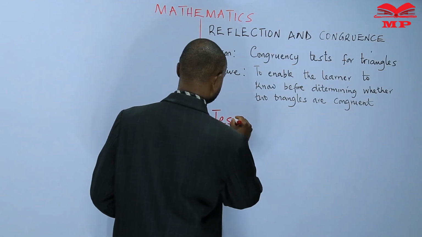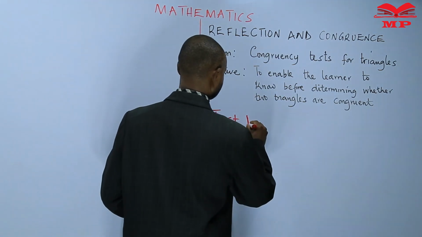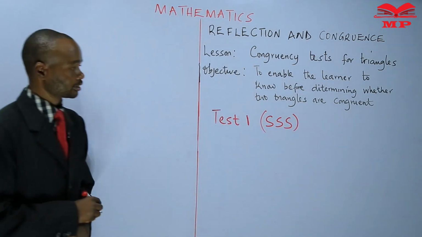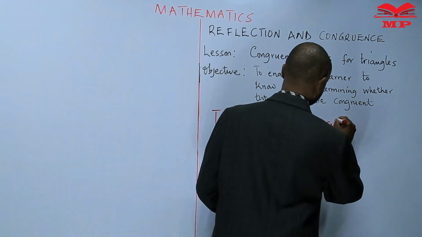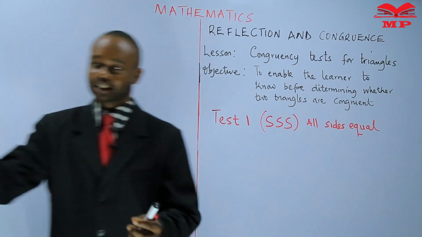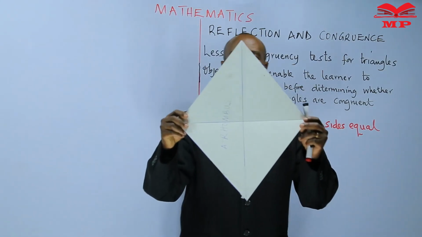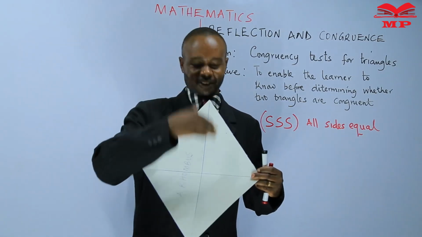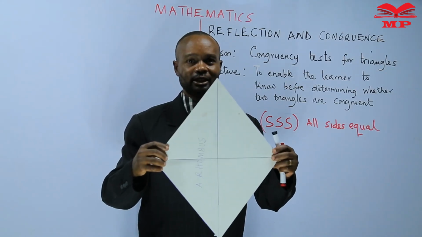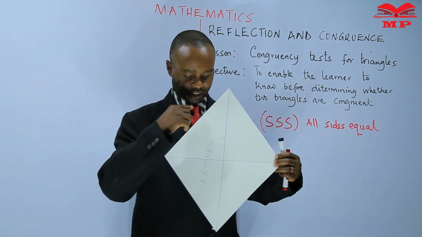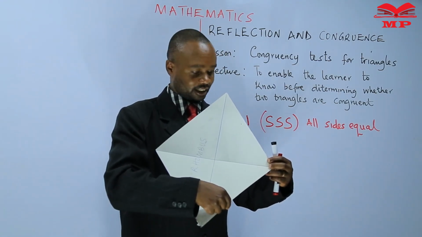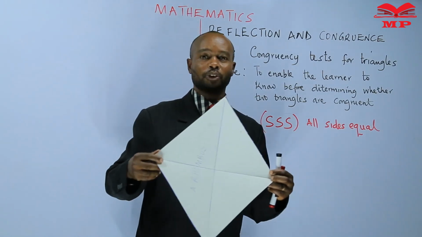Test one. It is written as SSS. SSS. All sides equal. I'll use just the rhombus we used in the other lesson to demonstrate. We discovered that on reflecting, the upper triangle is congruent to the lower triangle. When I say SSS, this side is equal to this side, this side is equal to that side, and that common side is equal to both triangles.